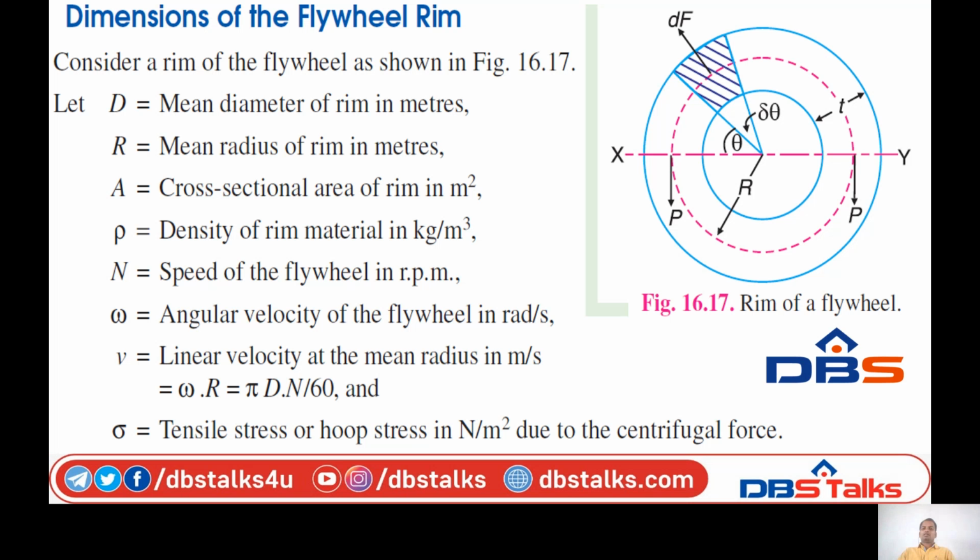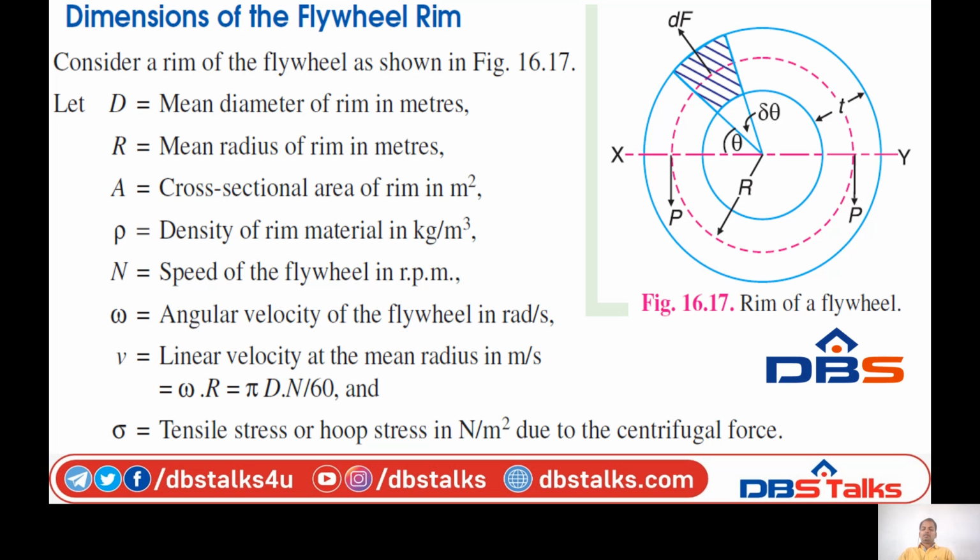The fluctuation of speed is the difference between the maximum and minimum speeds during the cycle of period, known as the maximum fluctuation of speed. The ratio of the maximum fluctuation of speed to the mean speed is the coefficient of fluctuation of speed. The formula is Cs equals n1 minus n2 by the mean speed n. The coefficient of steadiness is the reciprocal of the coefficient of fluctuation of speed.